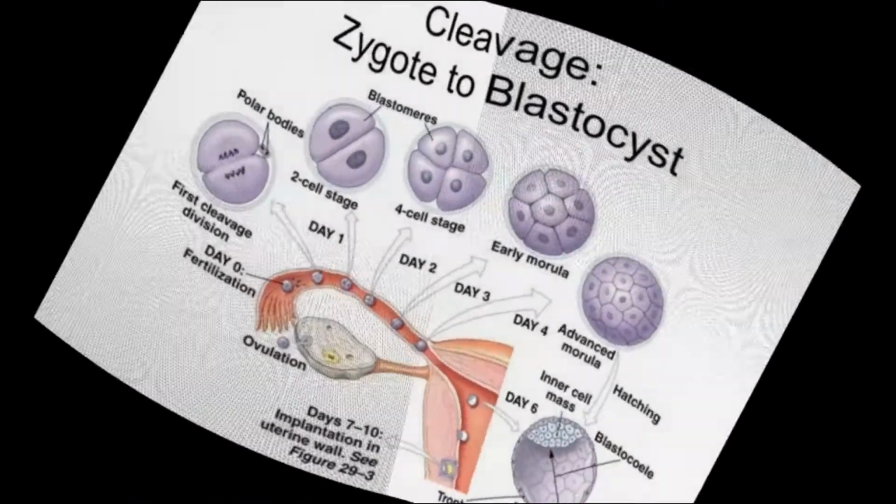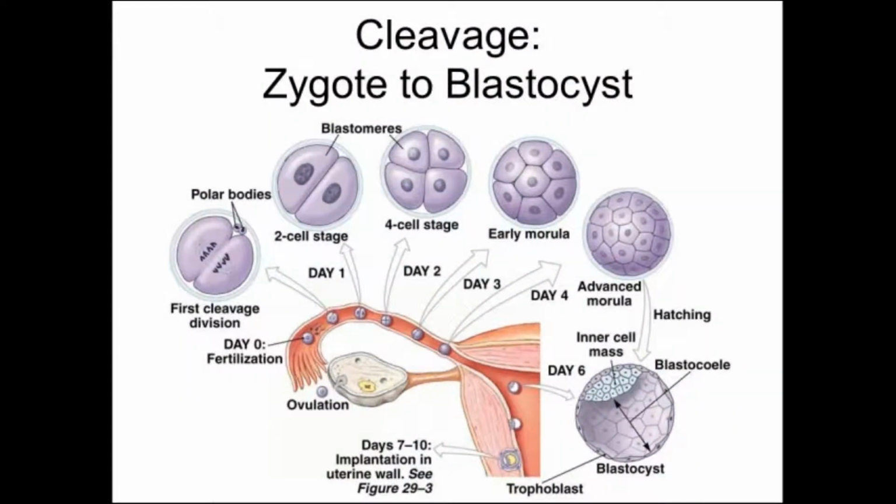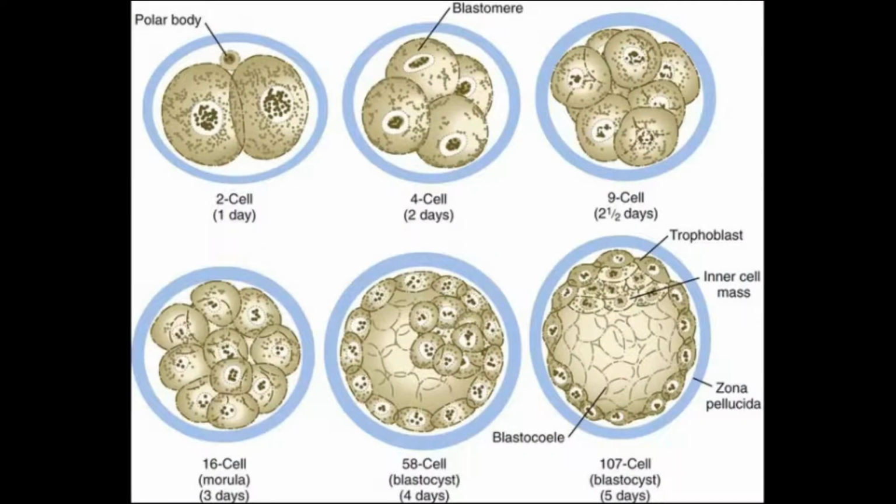Cleavage is a series of rapid cell divisions during early development. The cleavage cell cycle consists of only S and M phases. G1 and G2 phases are skipped, which is why little or no protein synthesis occurs, resulting in no increase in mass. Cleavage partitions the cytoplasm of the large fertilized egg into many smaller cells called blastomeres.